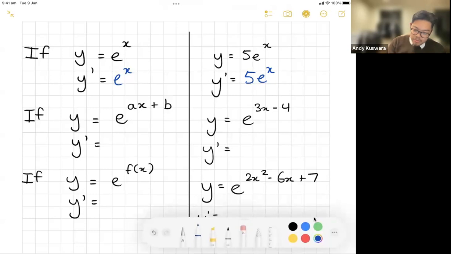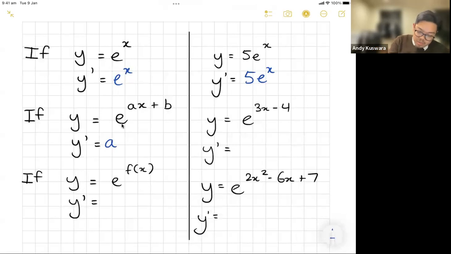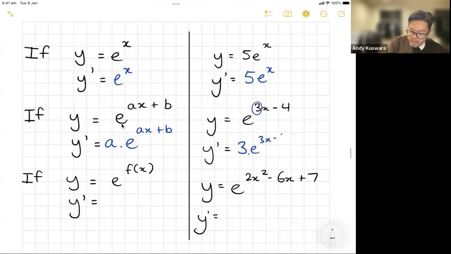Now, what happens if we've got something a little bit more intense like this? I've got e to some sort of coefficient of x plus a constant. What happens here is your derivative is going to be whatever the coefficient of x was multiplied by our original function. I know this looks gross. It'll make a lot more sense when we look at the last one. Similarly, here's our coefficient, that's our a. That comes down to the front, and then we multiply it with our original.